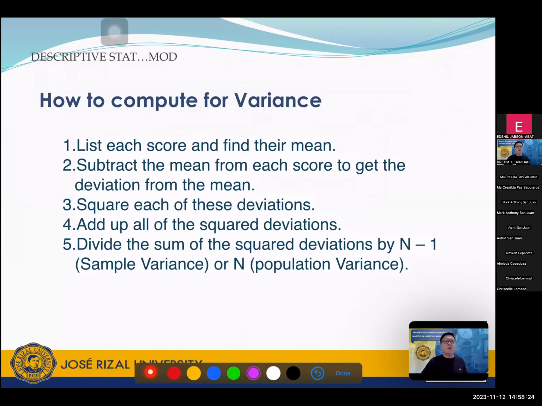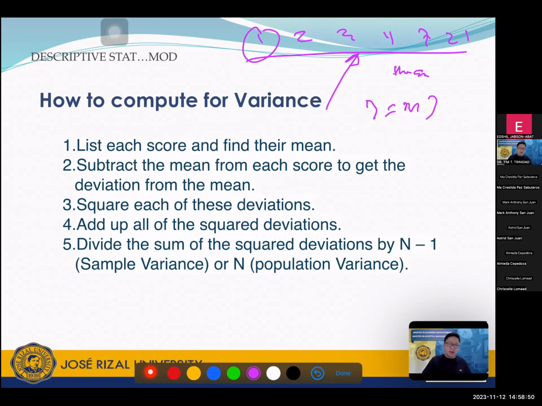So how are you going to compute for your variance? You have to list down each score and find their mean. So kung binigyan kayo ng set of data, 1, 2, 3, 4, 7, 21, okay? You have to list down each score and then eventually first you find their mean. Okay? And then subtract the mean from each score. Okay, kunyari 1 minus your mean. And then you square it, and that will become your squared deviation. Ito yung result mo.